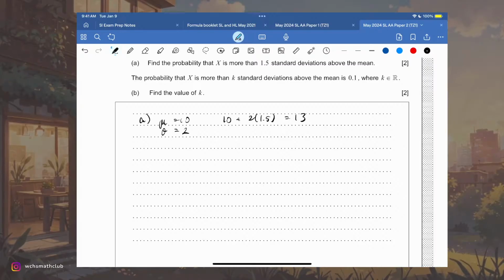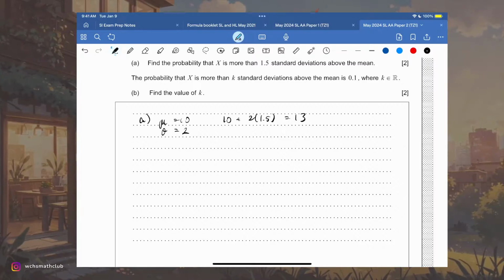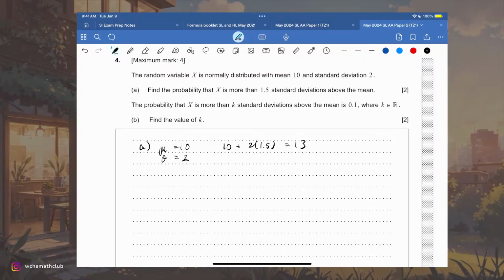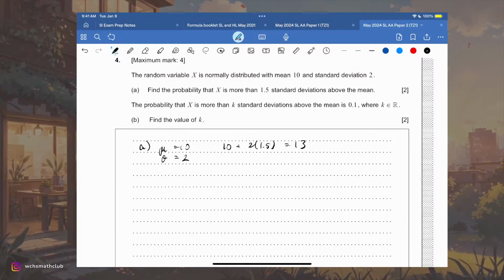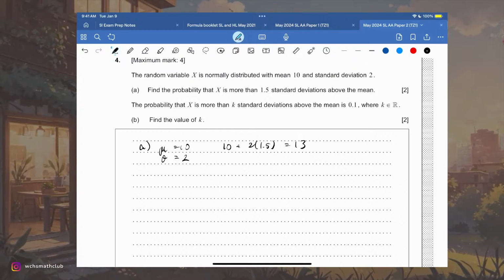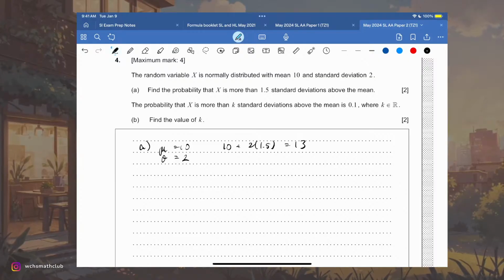Then on our calculator, at least on a TI, you go into second vars, which gives us distribution. We'll do normal CDF, which is our cumulative distribution function. Our lower bound would be 13, our upper bound would be 10 to the power of 99, our mean would be 10, and our standard deviation is 2. Then we solve this in the calculator and get the value.